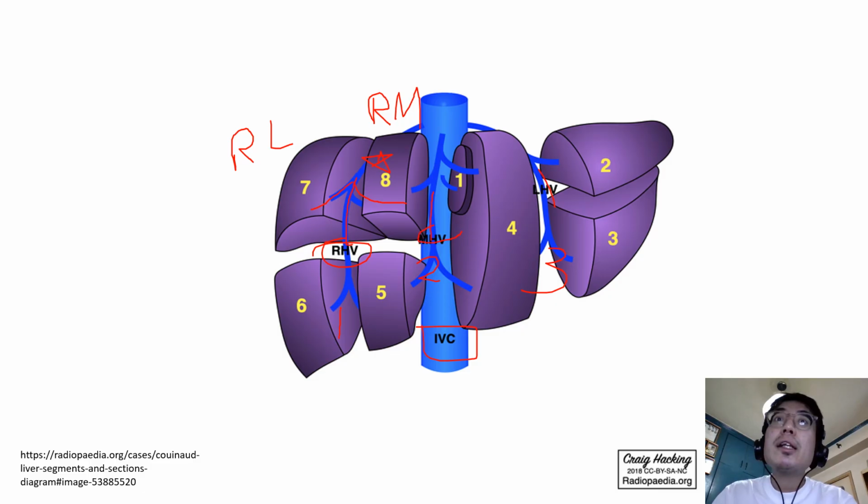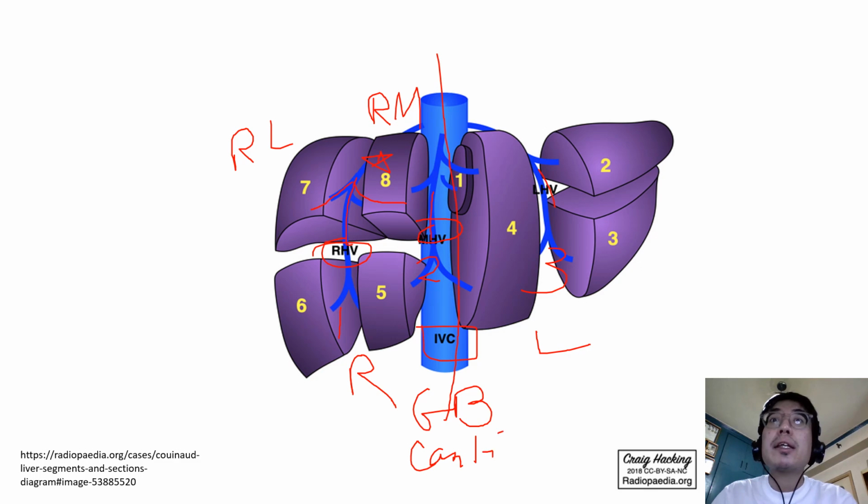The middle hepatic vein lies in the main lobar fissure, and it divides the liver into the right and the left lobes. This vertical plane runs from the inferior vena cava to the gallbladder fossa, and this vertical plane is also known as Cantlie's line. To the right of Cantlie's line is the right medial section, and to the left is the left medial section.